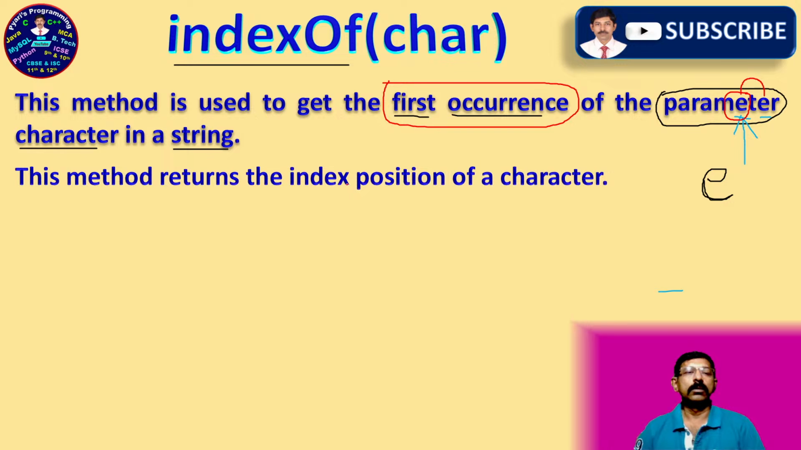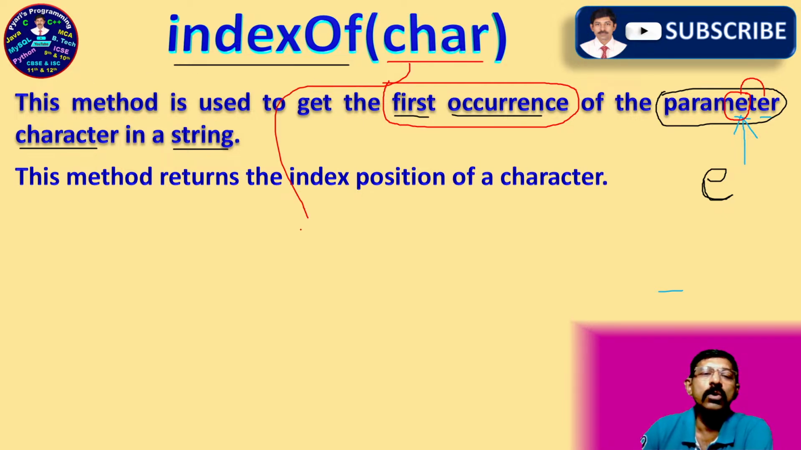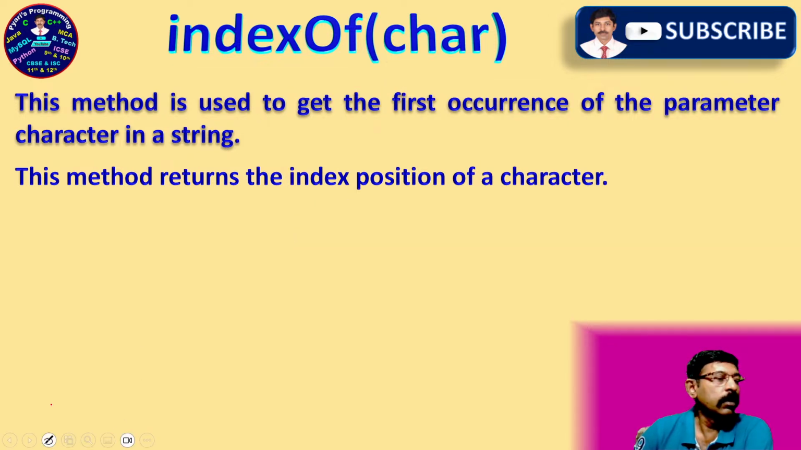Okay. This method returns the index position of the character. Obviously, what am I giving over here? I am giving a character. What is it providing? Its first occurrence, the alphabet E's first occurrence. That means obviously it is going to return the index position. What is an index position? Index position is in the form of an integer. So the return type will be an integer. Got everyone?